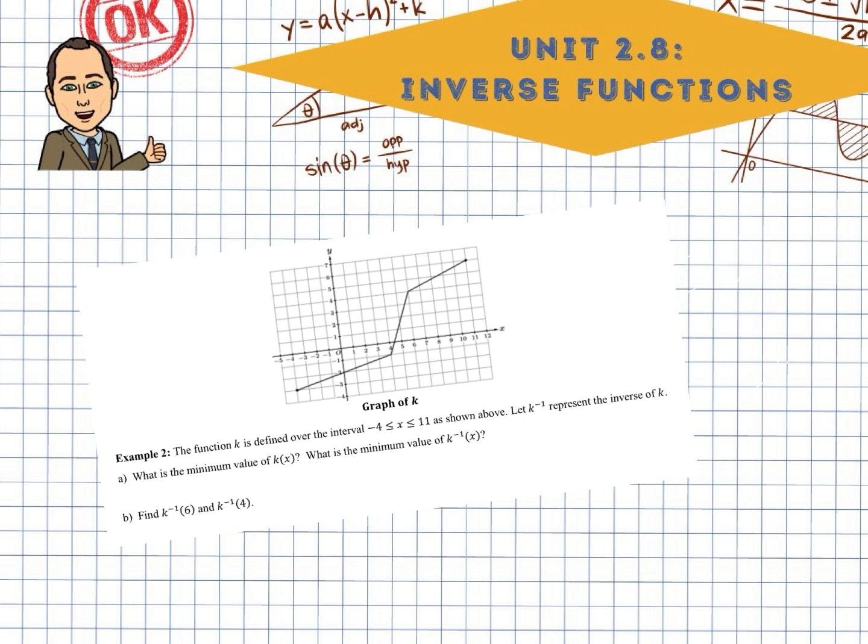Now all of a sudden we're given a graph of a function, not necessarily just a table. That's fine. It's asking us for some very specific information. What's the minimum value, meaning the y-axis value here? What's the minimum value of the inverse and the original? I don't know what the inverse looks like.